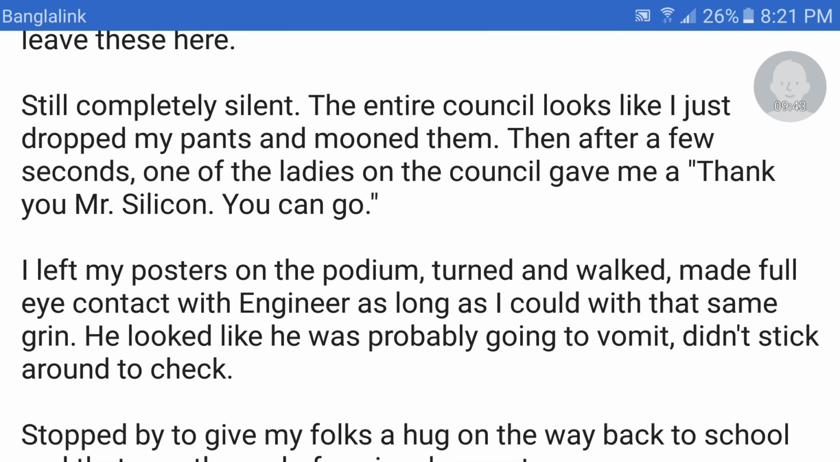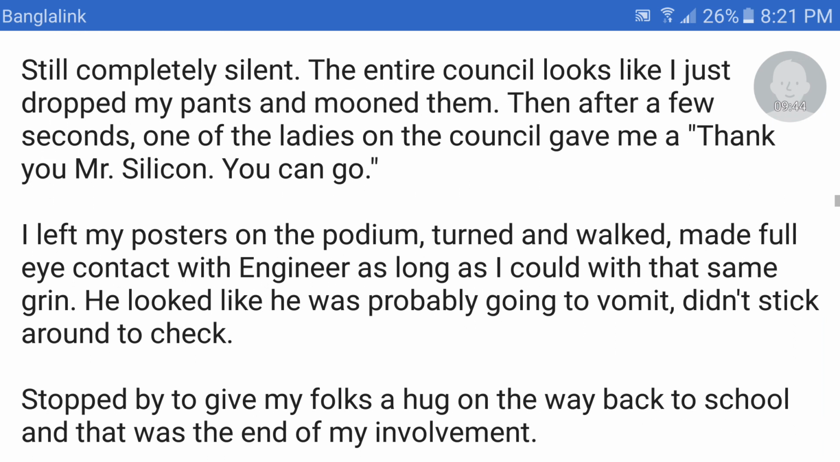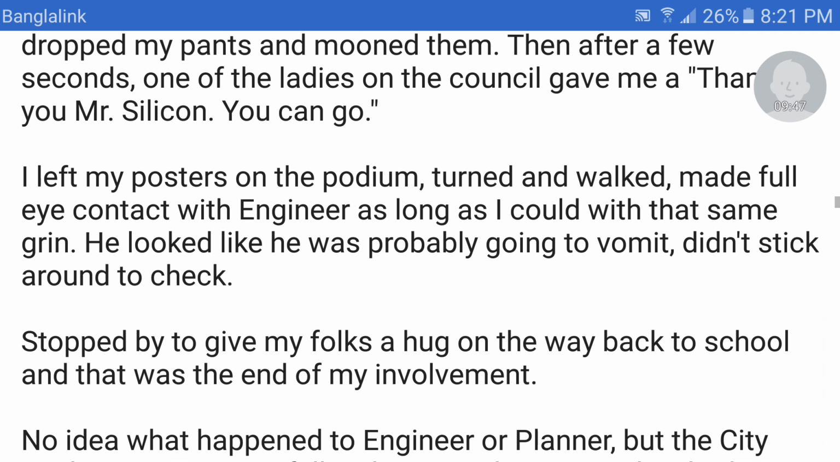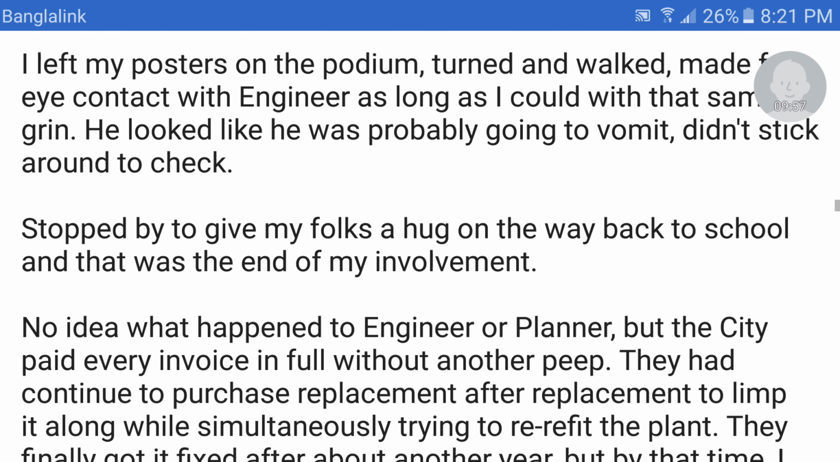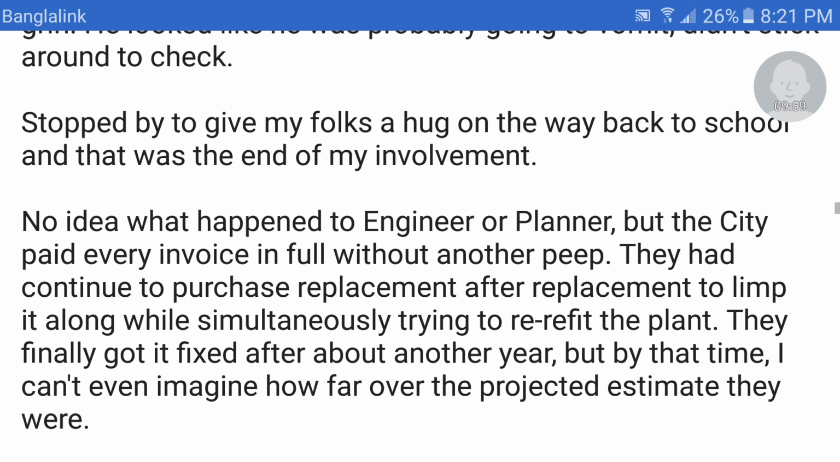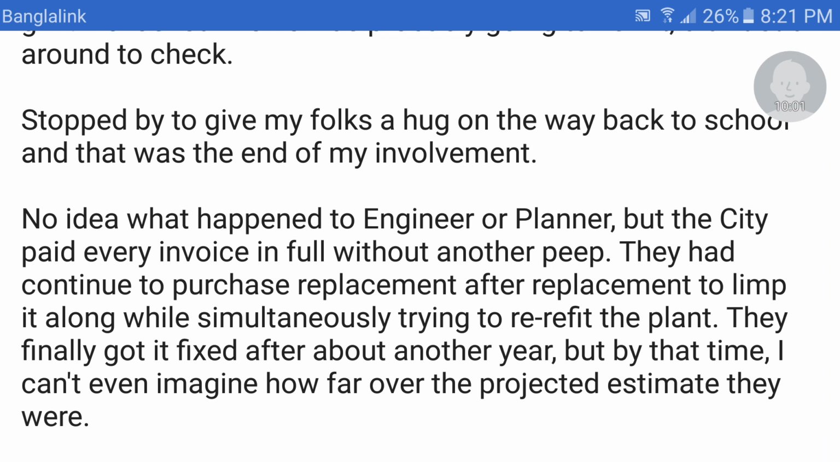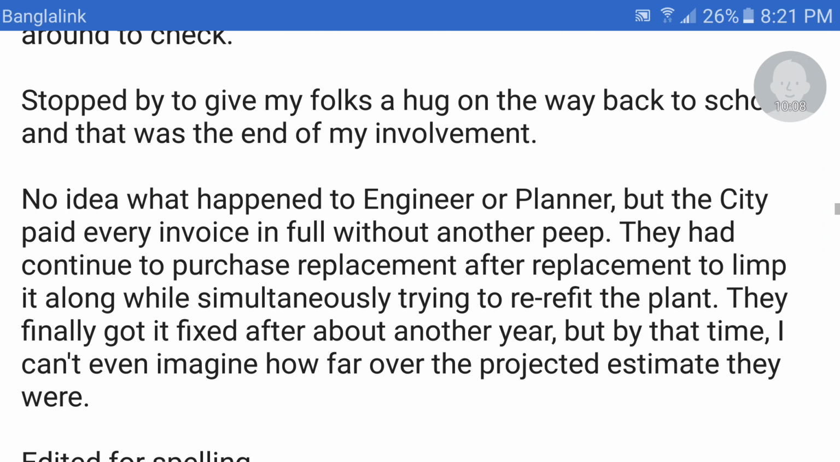Stopped by to give my folks a hug on the way back to school, and that was the end of my involvement. No idea what happened to the engineer or planner, but the city paid every invoice in full without another peep. They had continued to purchase replacement after replacement to limp it along while simultaneously trying to refit the plant. They finally got it fixed after about another year, but by that time, I can't even imagine how far over the projected estimate they were.